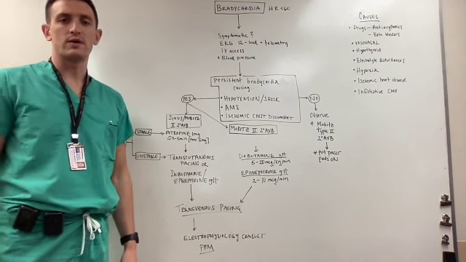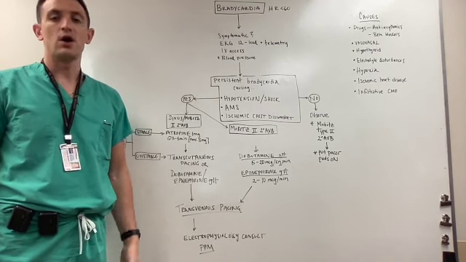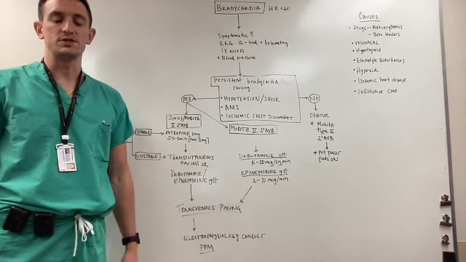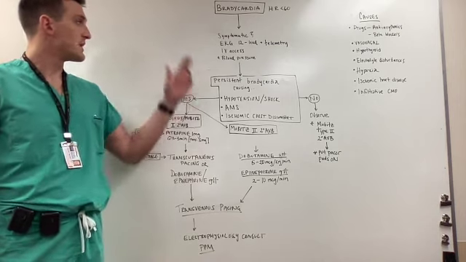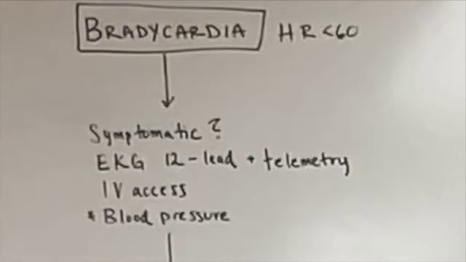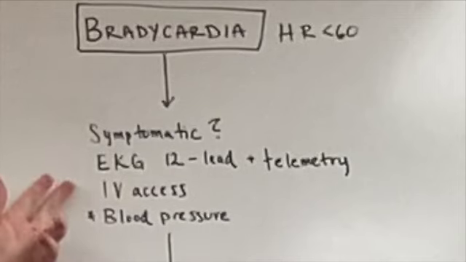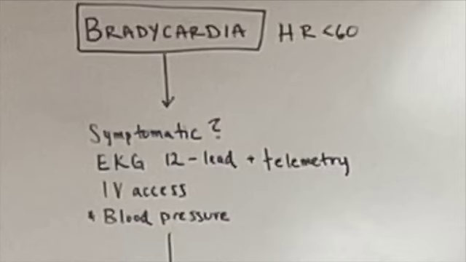The first thing you want to do when you get this call from maybe a nurse, or you're told that the patient is bradycardic, first off is, are they having symptoms? Getting an EKG, that's a 12 lead, or looking at telemetry strip, just to assess if it's sinus bradycardia versus if there's a block. Making sure that the patient has adequate IV access in case you need to push some medications. And then having somebody recycle a blood pressure, either yourself or the nurse, just to assess the patient's hemodynamic status.